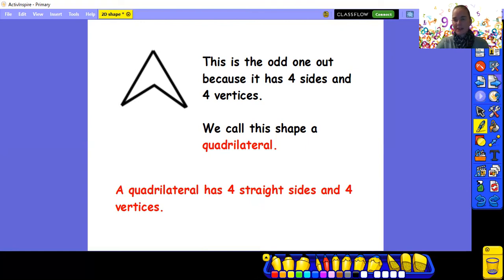Say the word with me because it's quite tricky. Quadrilateral. And again, quadrilateral. Well done, you've learned something new. That's great. Okay, let's carry on.